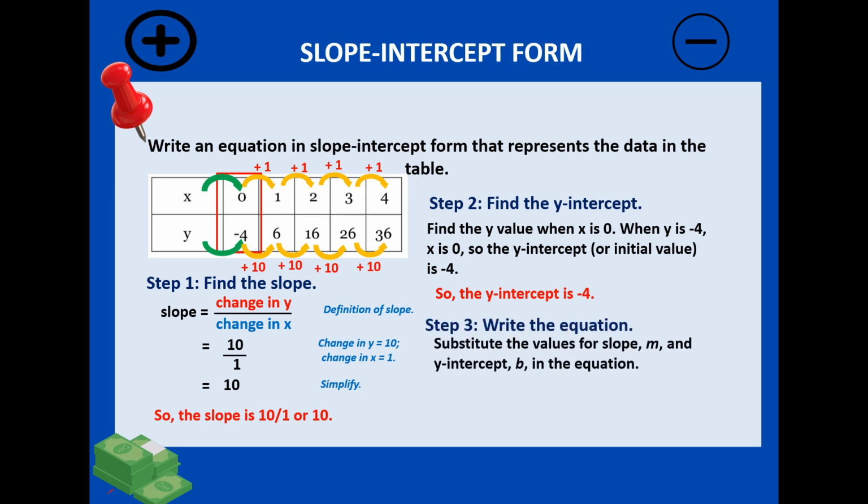For step 3, write the equation. Substitute the values for slope, m, which is 10, and the y-intercept, b, which is negative 4, in the equation y = mx + b. So the equation in slope-intercept form is y = 10x - 4.